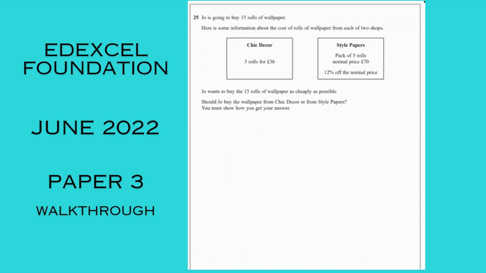Number 25. Good old wordy, but again, organise, separate, get your data together. Let's look at chic decor first. 3 rolls. She wants 15 rolls. That's 5 times the 36. So if she goes to CD, it'll cost her £180. If she goes to style papers, it's not quite telling us the upfront cost. So let's do that to begin with.